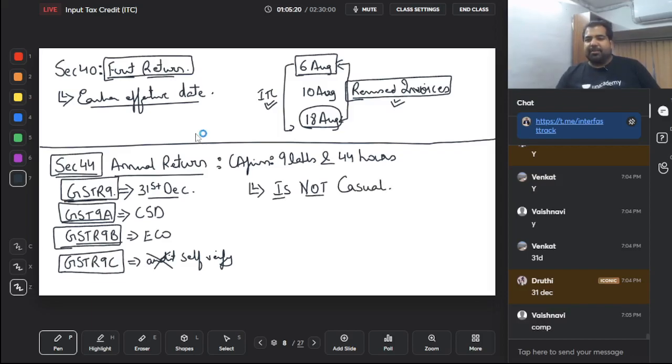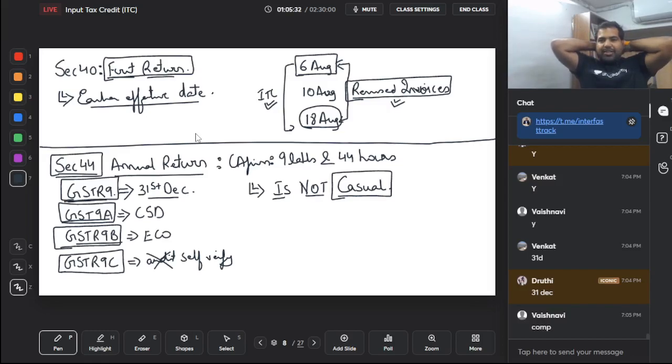This and this are the same. This means a casual taxable person does not have to file annual return. So that you don't have to learn it by heart, I have given this shortcut. Is not casual. So GSTR 1 and GSTR 3B was not compulsory. This one is not casual. I hope that is clear, guys.